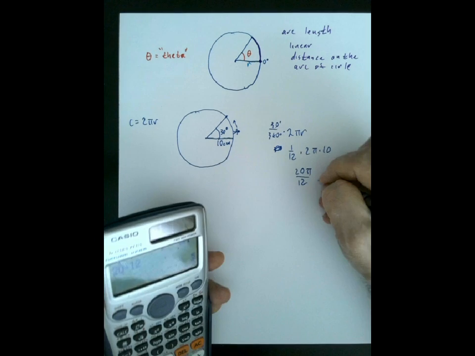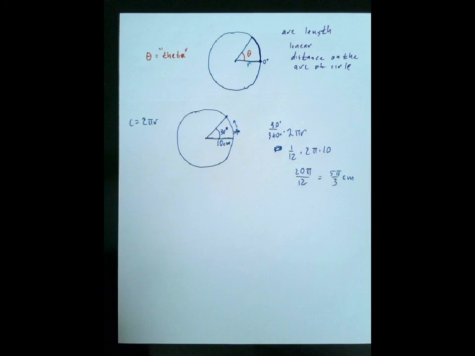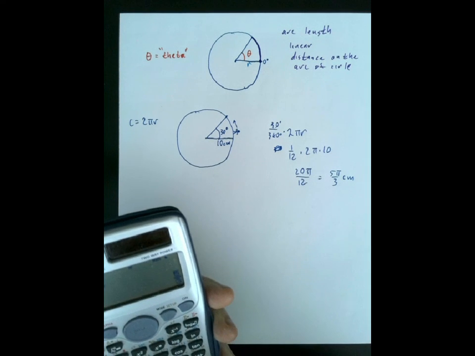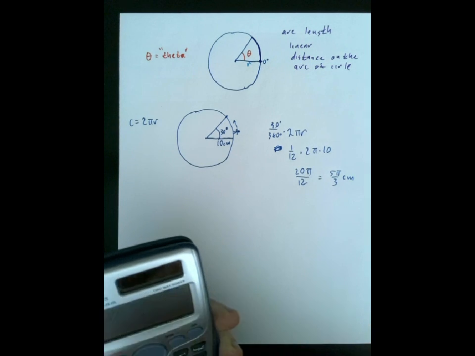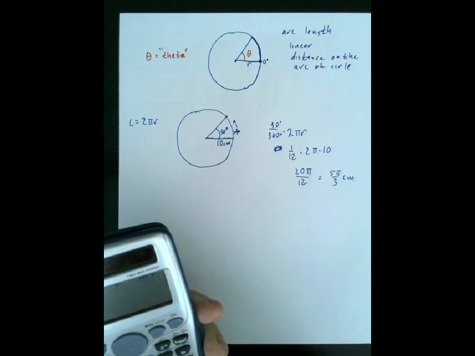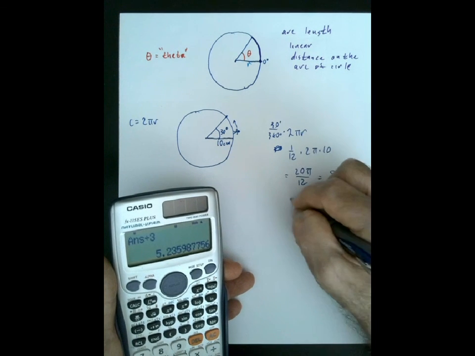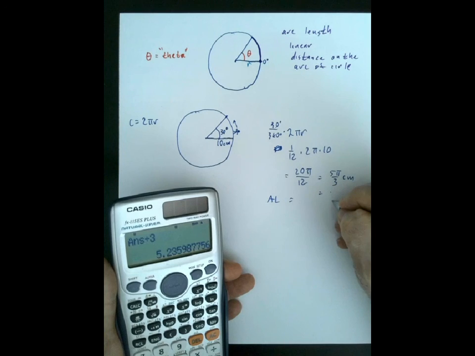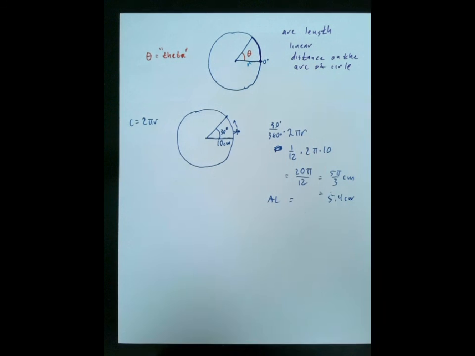And that's 5 pi over 3 centimeters in terms of that. That's kind of a weird looking number. If we want to know what that is in more familiar terms, it'd be 5 times pi divided by 3, so the arc length is about 5.24 centimeters.